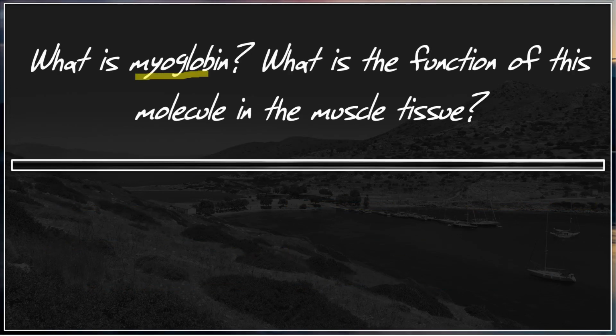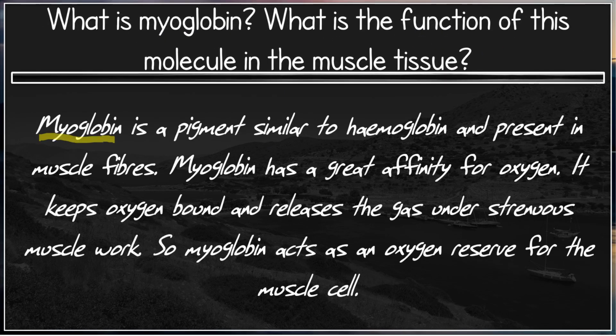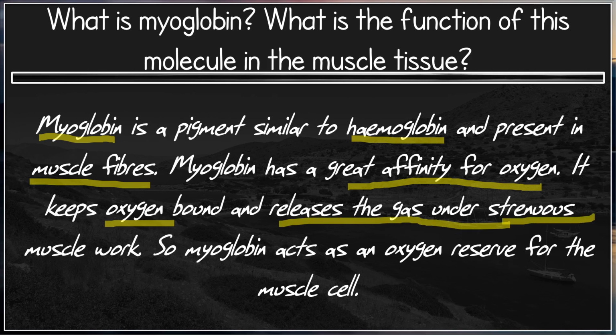What is myoglobin? What is the function of this molecule in the muscle tissue? Myoglobin is a pigment similar to hemoglobin, present in the muscle fiber. Myoglobin has a great affinity for oxygen. It keeps oxygen bound and releases the gas under strenuous muscle work. Myoglobin acts as an oxygen reserve for the muscle cells.